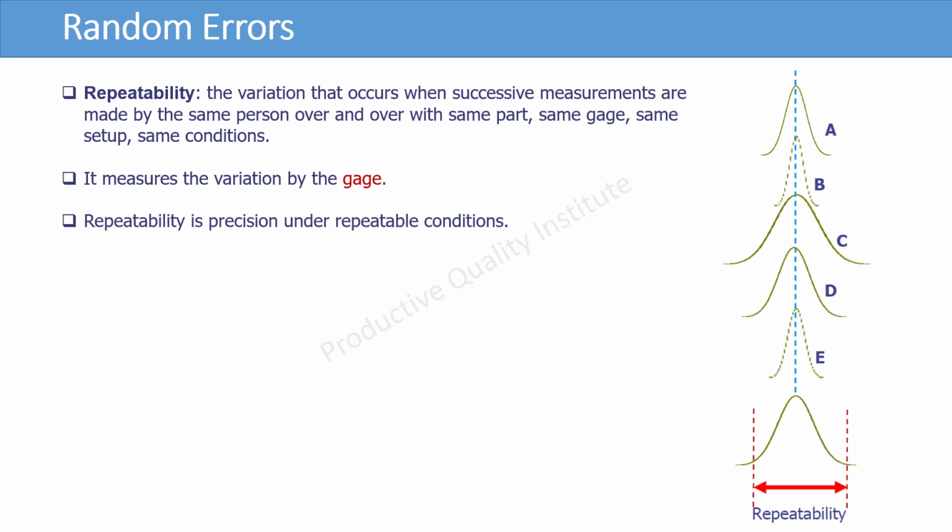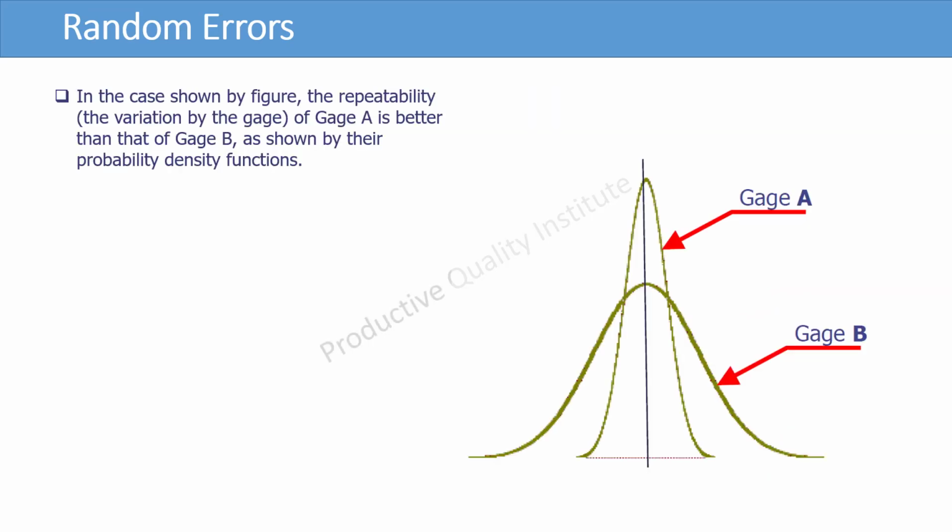Repeatability is the variation that occurs when successive measurements are made by the same person over and over with the same part, same gauge, same setup, and same conditions. It measures the variation by the gauge. Repeatability is precision under repeatable conditions. In the case shown by the figure, the repeatability, the variation by the gauge, of gauge A is better than that of gauge B, as shown by their probability density functions.